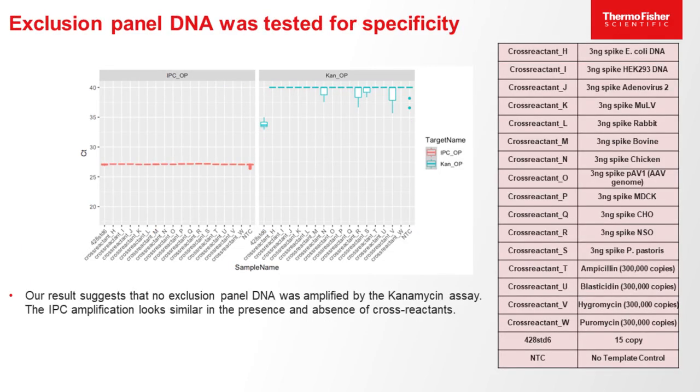Last but not least, we tested the kanamycin resistance gene residual plasmid DNA assay performance against a variety of exclusion panel substances to ensure there is no cross-reactivity. The IPC amplification remained the same in the presence and absence of the variety of cross-reactants, demonstrating that our assay is highly specific.